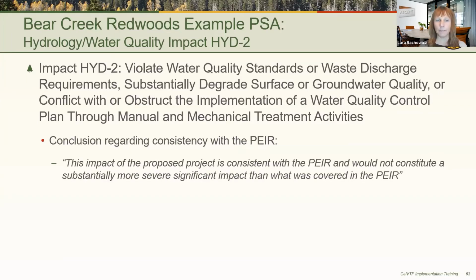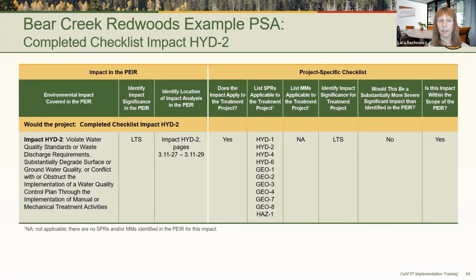The last step of the impact discussion is to make a conclusion regarding consistency with the program EIR. In this case, the conclusion states that the impact is consistent with the PEIR and would not constitute a substantially more severe significant impact than what was covered in the program EIR. Next slide. Again, here's an example of the completed checklist for Hydrology 2, Hydro 2, similar to what you've seen before. The part on the left side does not change. The right-hand side here has been populated for this example for the Bear Creek Redwoods project.